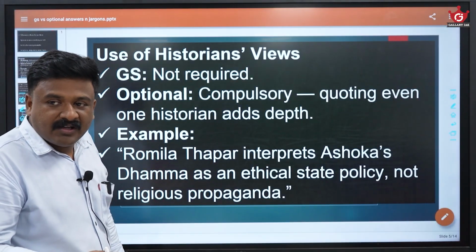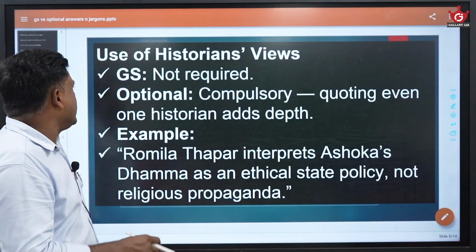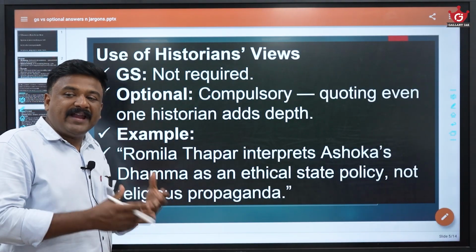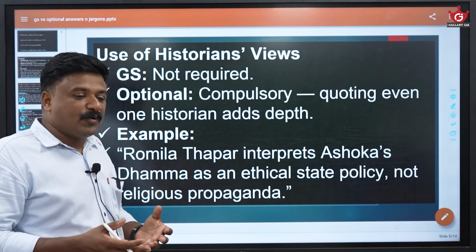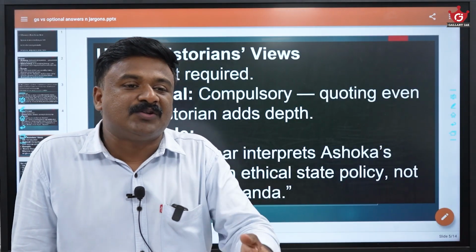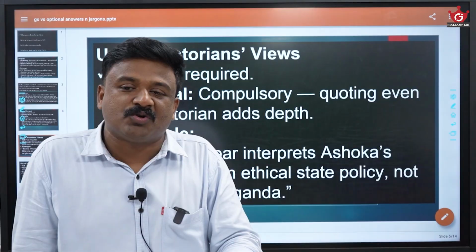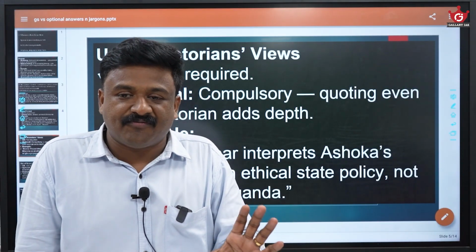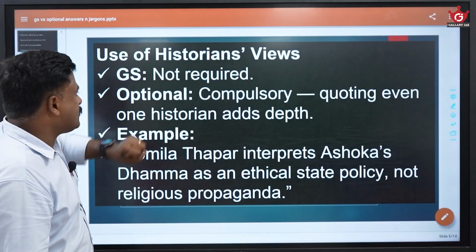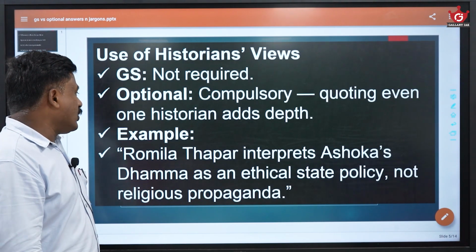Optional means deeper. GS history means it is broader. Historians' views are not required in GS; it is not demanded in GS. Everywhere you are not supposed to bring in different historians, perspectives or narratives to substantiate your arguments. Give solid examples, that is enough. But in optional, along with examples, you must bring in historians' views also.